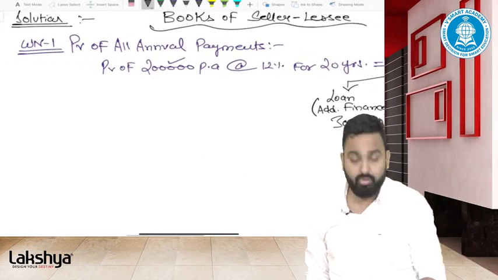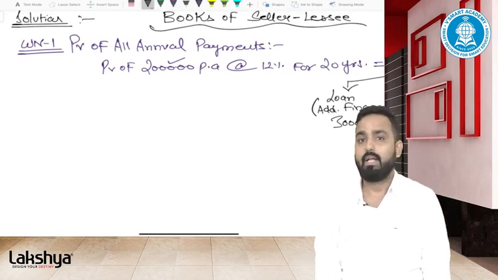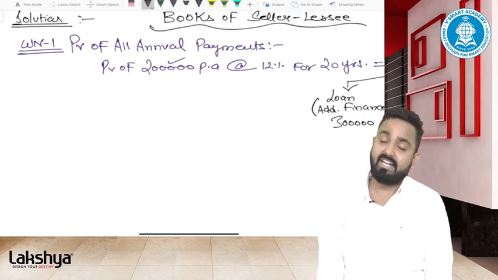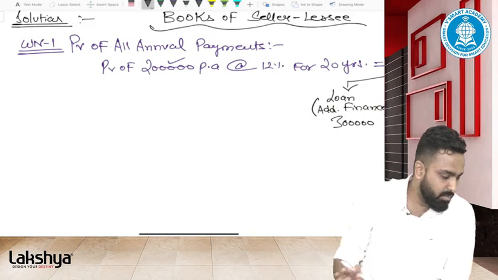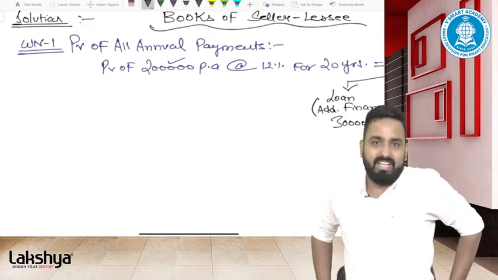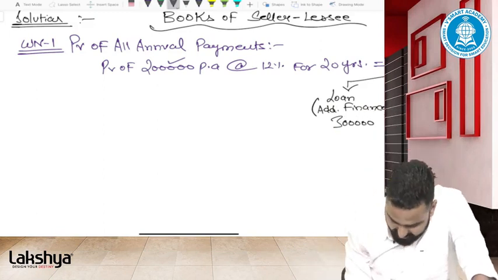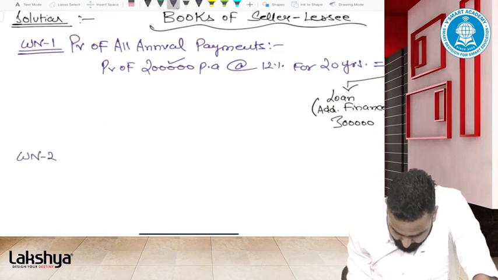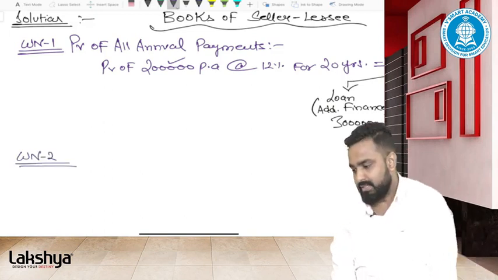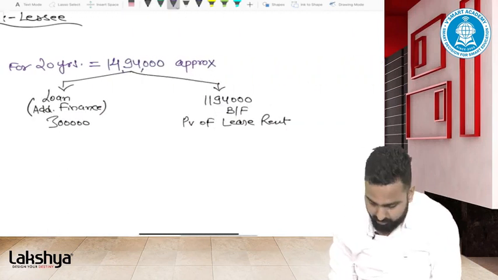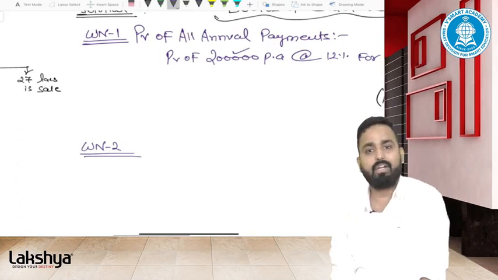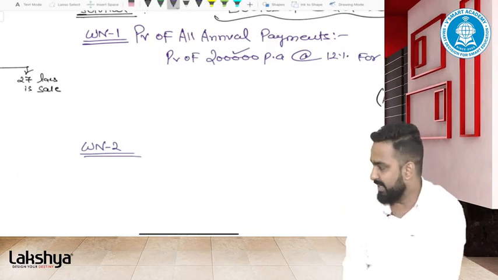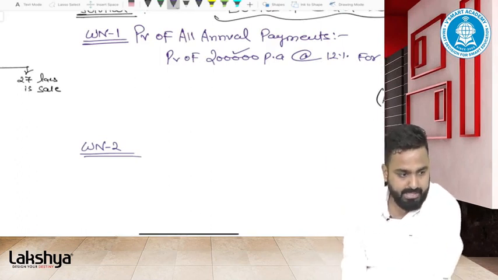Now tell me what to do. What is your second working note? I will not help you. I can rectify your mistakes. I will correct you and write on the board, but you have to apply your mind. Working note number 2, 11,94,000 lease rent. Now what should be done?